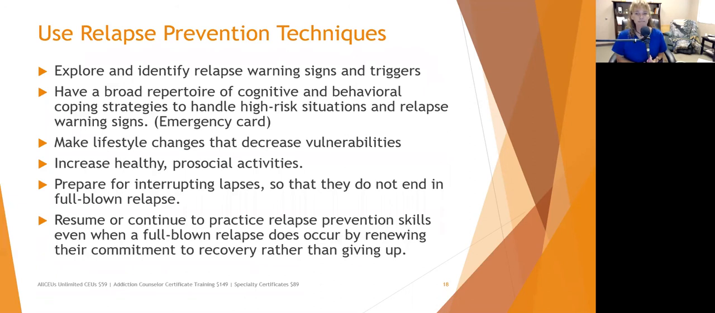Prepare for interrupting lapses so they don't end in a full-blown relapse. If somebody has a lapse and they take a drink, for example, or they have a lapse and they're depressed for a day, okay, remind them that that's a normal part of recovery, and they have an emergency card and strategy that they can follow so they can prevent a full-blown relapse. But if a full-blown relapse occurs, it's important to resume or continue relapse prevention skills in order to renew commitment to recovery. This is not the time to give up. This is the time to realize that there were some holes in our emergency plan that we need to shore up a little bit.